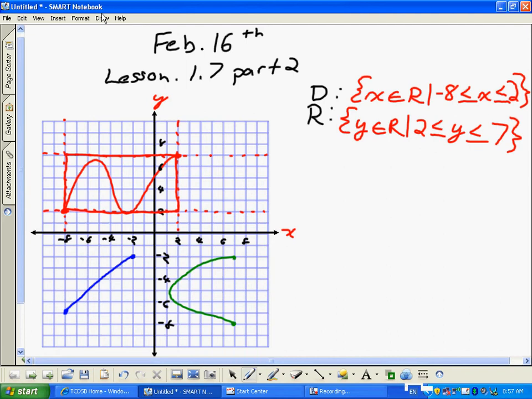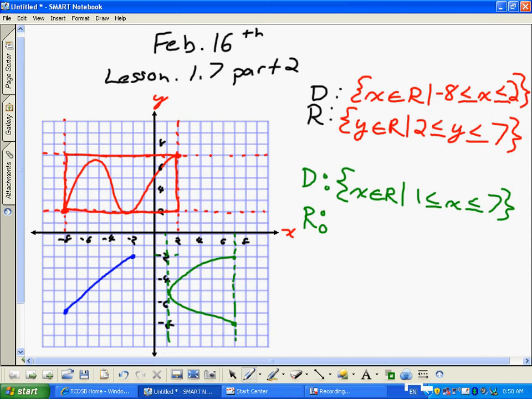Our green example, same idea. Let's do our domain. So on the x, I'm going to say that it touches this line. The farthest left that this function goes is +1. The farthest right it goes is +7. So, once again, we start with x, element of all real numbers, such that, and we go from 1, x is less than and equal to 1, sorry, greater than and equal to 1, and less than and equal to +7. Because this function exists between 1 and 7. Okay?